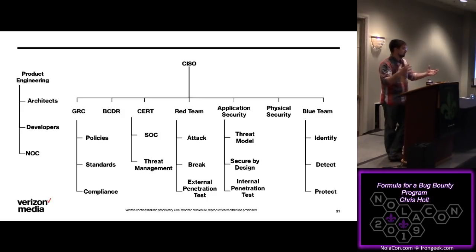This is a generic structure. There's a whole bunch of functions that a security organization might have that report up to your CISO. Your engineering is going to be separate than that, most likely. So where do these things exist? Well, Bug Bounty could fit in a lot of places.